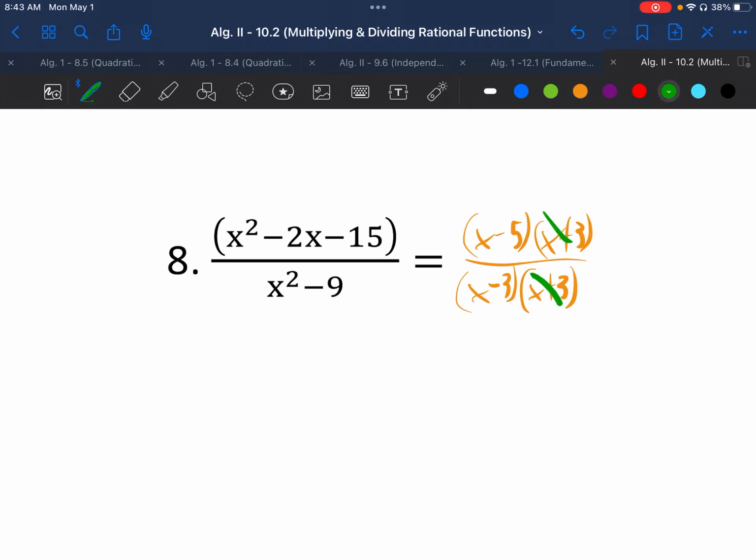So now x plus 3 and x plus 3 reduce, and you're left with x minus 5 and x minus 3. And when I say reduce, once again, I do mean that they reduced because of dividing the x plus 3s out. So they became 1 and 1. And so we did x minus 5 times 1 and x minus 3 times 1.